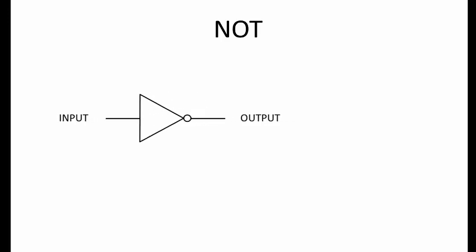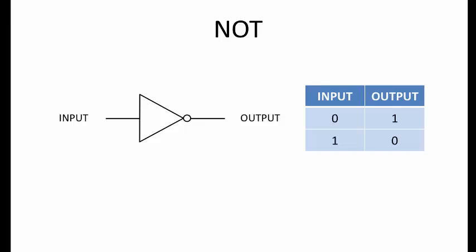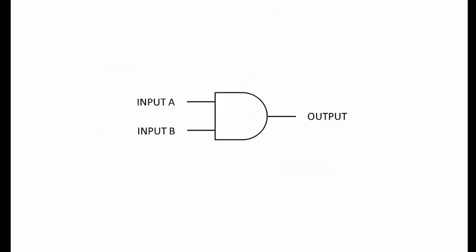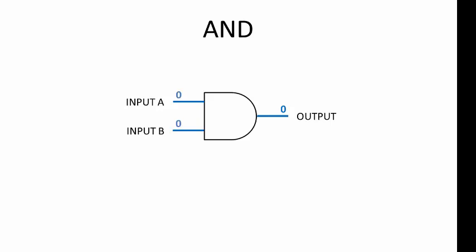This behaviour can be described using something called a truth table. Here we can see if a 0 goes in, a 1 comes out. If a 1 goes in, a 0 comes out. If we combine two transistors and three resistors like this, we produce another special circuit. This has its own symbol as well, and it's called an AND gate. This time, if we apply no voltage at input A and no voltage at input B, then we have no voltage at the output. In other words, if two zeros go in, zero comes out.